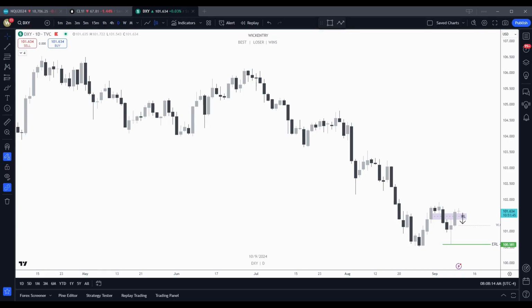We have nothing in the news. Tomorrow we have CPI to look forward to. As always, let's start with DXY.